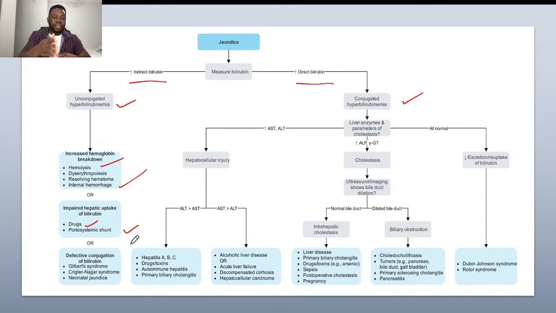So in children who have Crigler-Najjar, they have total absence of the glucuronidase transferase. In Gilbert, they have a little amount, but it's not sufficient. So they go without jaundice, but when they engage in strenuous activities or they have some surgery or dehydration, that is when their symptoms come up. And we also have neonatal jaundice as a cause of unconjugated hyperbilirubinemia.